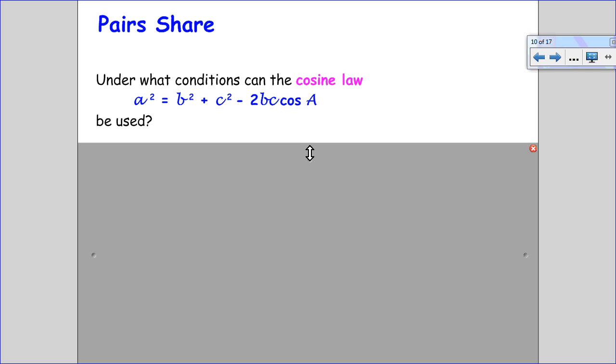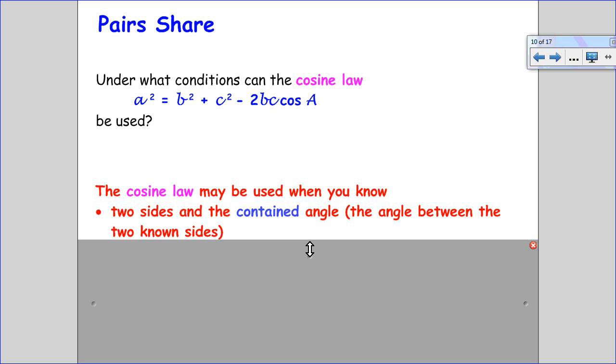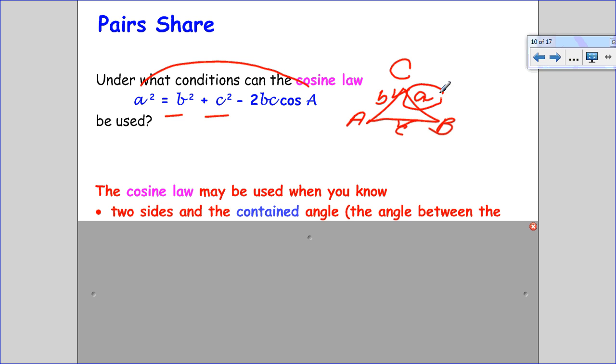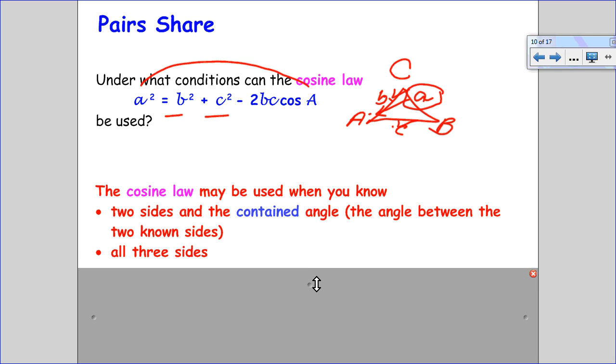When can I use the cosine law? Well, obviously, if I have 2 sides and the angle opposite the side we're solving for. That's angle A, angle B, angle C. If I have side B and side C, I can solve for side A, and it's opposite angle A, and angle A is in between the 2 sides we know. So that's referred to as a contained angle.